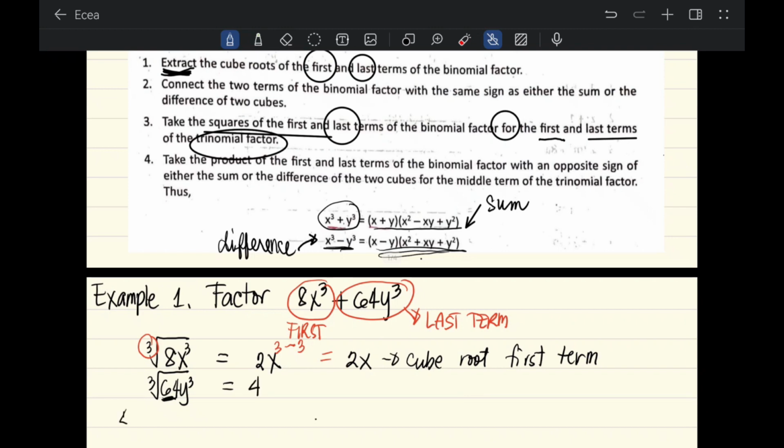When you multiply 4 times 4, that is 16. And when you multiply 16 to 4 again, that results to 64. So the cube root of 64 is 4. And for the variable y, that is 3 divided by 3, that is 4y. So 4y is the cube root of the last term.